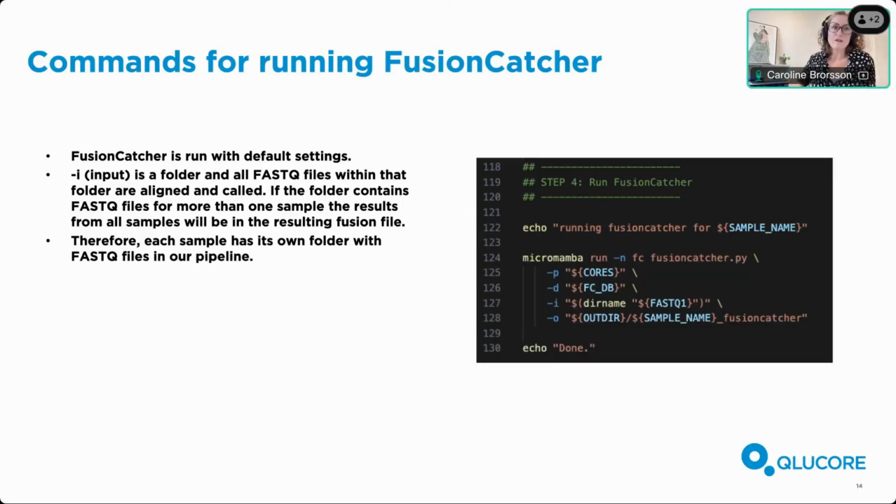And finally, we run FusionCatcher with default settings. Here it's important to point out that the input in FusionCatcher is a folder, and all FASTQ files within that folder are aligned and called. So if a folder contains FASTQ files for more than one sample, the results for all samples will be in one resulting fusion file. Therefore, we set up the folder system so that each sample has its own folder with FASTQ files in our pipeline.